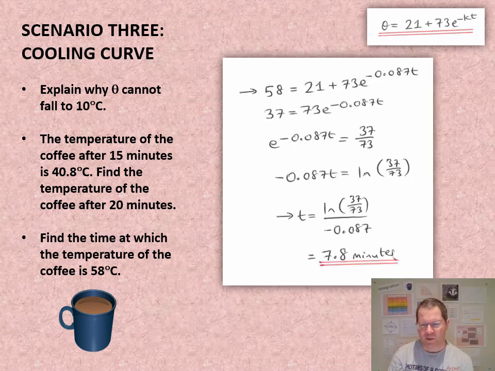And then to find the time at which the temperature of the coffee is 58 degrees Celsius, we now know what k is. So theta is 58, that equals 21 plus 73 e to the minus kt, where k is 0.087 to two significant figures. Take away the 21, divide by 73, take logs of both sides, divide by minus 0.087, and that gives us an answer of 7.8. And because time is in minutes, it's 7.8 minutes.